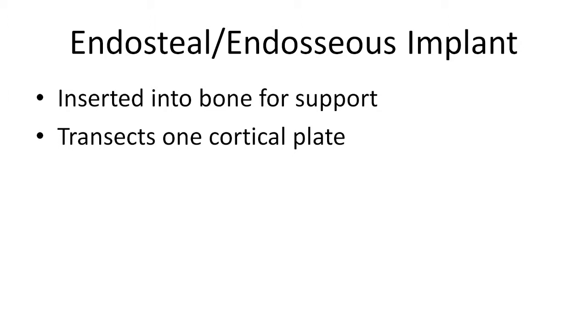Right, we move on to our endosseous implant, and this implant is inserted into the bone for support, and it transects just one cortical plate, usually. I mean, there are exceptions to this where you might decide to go through into the sinus or into the floor of the nose, in which case it would be transecting two cortical plates.